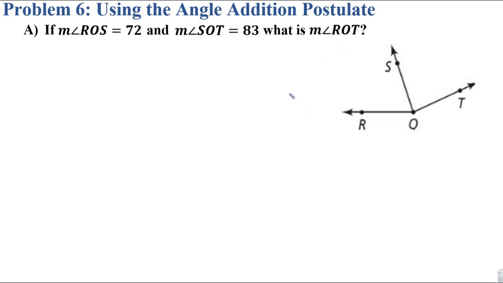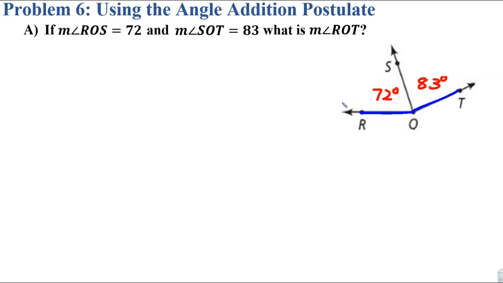Okay, so just like we did with segments, let's mark up this picture. Let's fill in the values we know. The measure of angle ROS is 72. Well, as far as that goes in the picture, if I find R, O, and S, those 3 points, that angle is going to be the inside here. So I have 72 degrees. And then angle SOT is 83. So SOT is 83 degrees. And I want to know the measure of angle ROT.